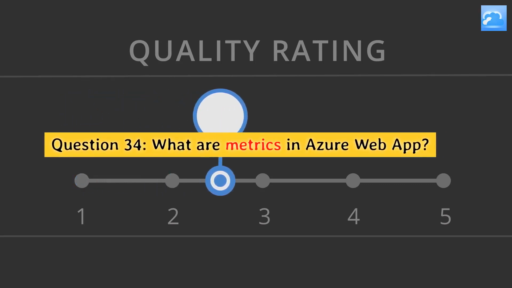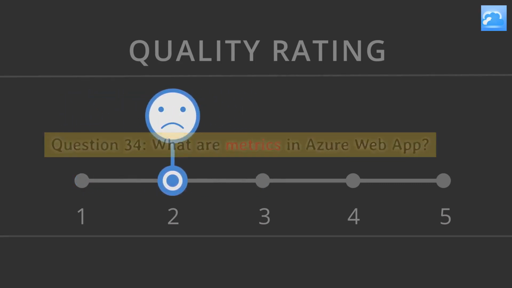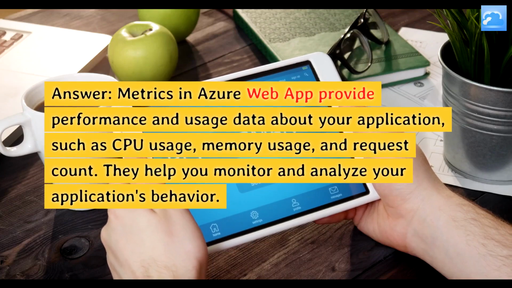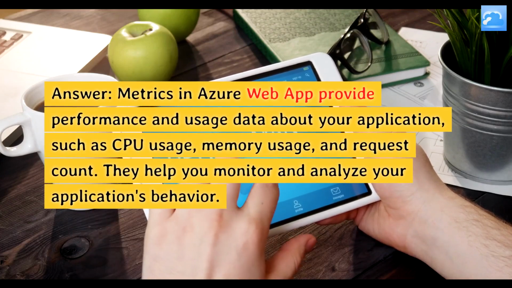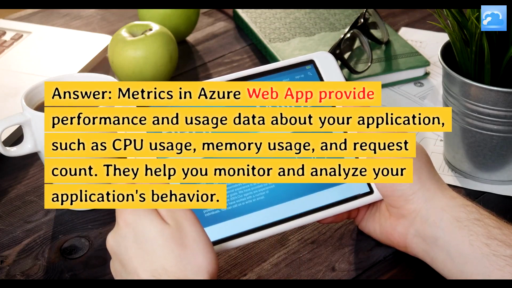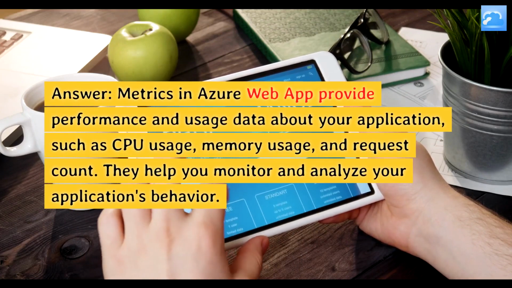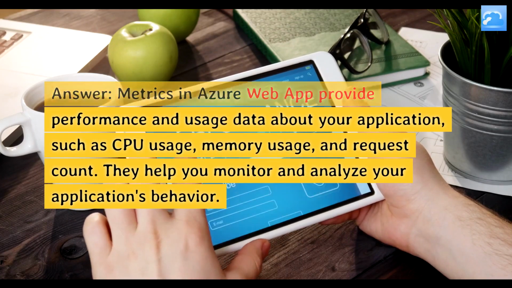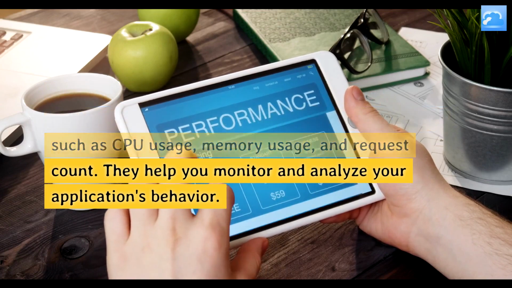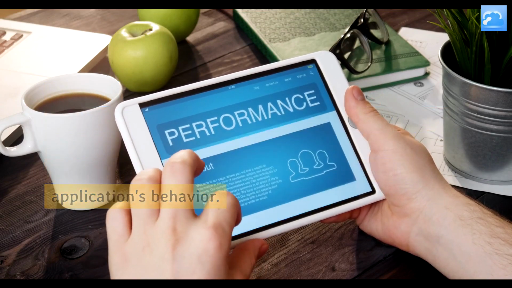Question 34. What are metrics in Azure Web App? Answer. Metrics in Azure Web App provide performance and usage data about your application, such as CPU usage, memory usage, and request count. They help you monitor and analyze your application's behavior.